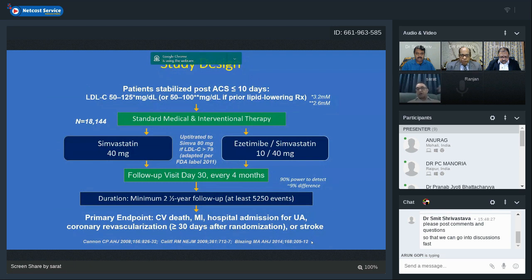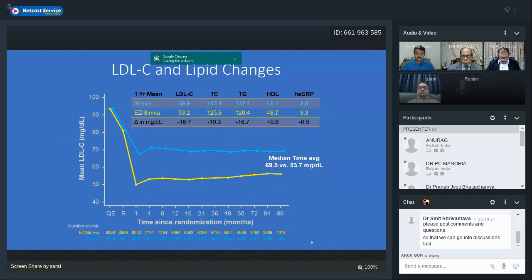Probably they thought that Atarva or Rosuva would have come in a big way and bring down the LDL level so much that HGMIB may not make a difference. Probably that's the right way to do. And you can see here that they followed up these patients for 2.5 years. And you can see that the combination therapy has brought down the LDL much more significantly than simvastatin alone. And the simvastatin arm LDL-C was about 70 milligrams. With HGMIB simvastatin combination, it was 53 milligrams.